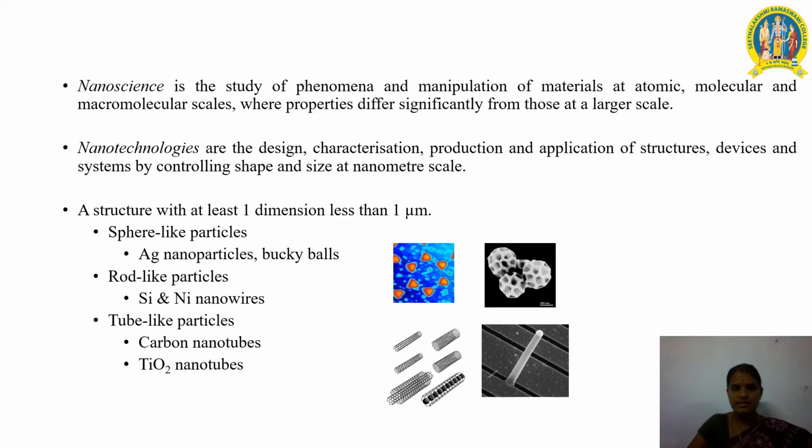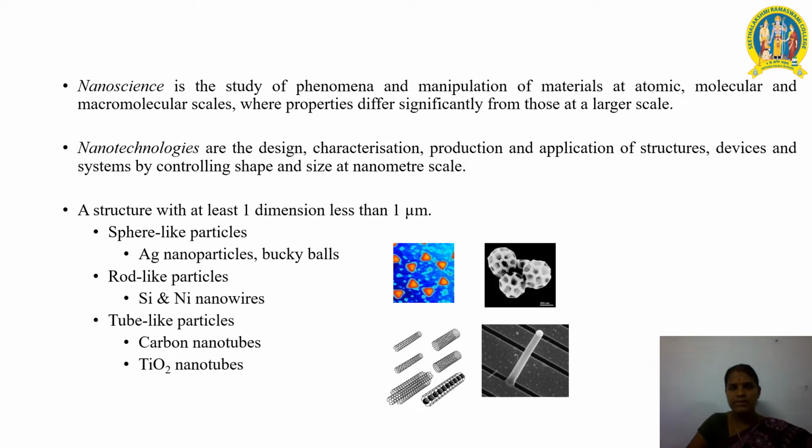Nanoscience is the study of phenomena and manipulation of materials at atomic, molecular, and macromolecular scales, where properties differ significantly from those at a larger scale. Whereas nanotechnologies are the design, characterization, production, and application of structures, devices, and systems by controlling their shape and size at nanometer scale. Nanoparticles are classified as structures with at least one dimension less than a micrometer.